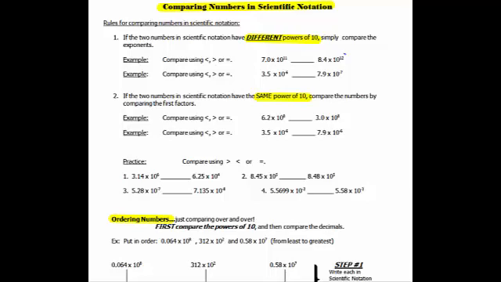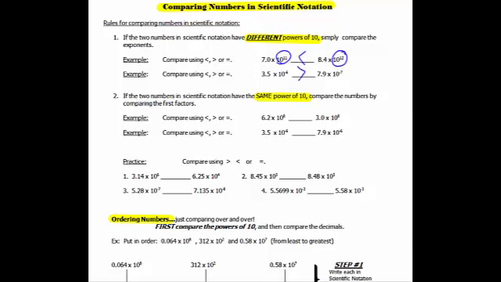And if you really think about numbers that are written in scientific notation, the first thing we really have to look at is the power of 10. In number 1, I have two examples. The first one, 7.0 times 10 to the 11th compared to 8.4 times 10 to the 12th. Well, 10 to the 12th is obviously a larger number than 10 to the 11th. Likewise, if I look at 3.5 times 10 to the negative 6, that has fewer decimal places than 7.9 times 10 to the negative 7th. So this is going to be larger than this.